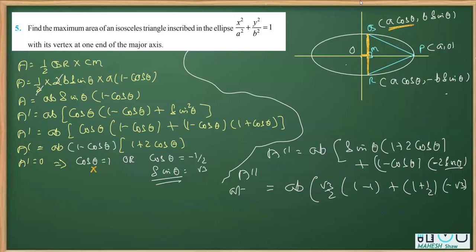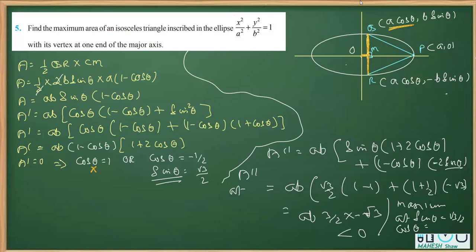Now if I proceed forward, this is AB. Now this part is 0 and there is a 0 over here. And then this is a plus sign. This is what? This is 3 by 2 into minus root 3. Well, clearly it is less than 0. So we'll say that hence maxima, or maximum, at sine theta equal to root 3 by 2 and cos theta equal to minus half.